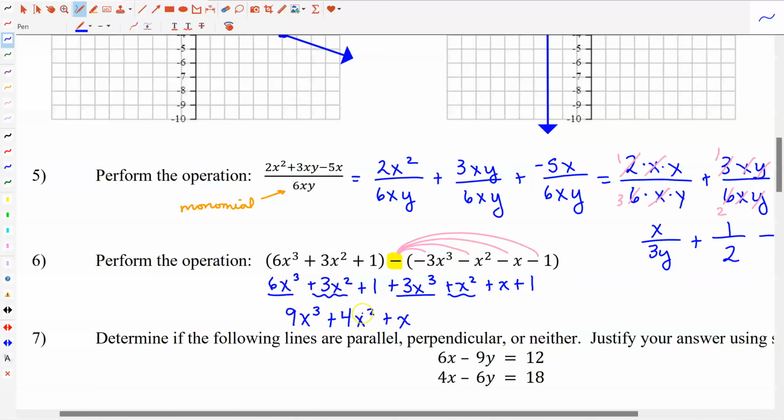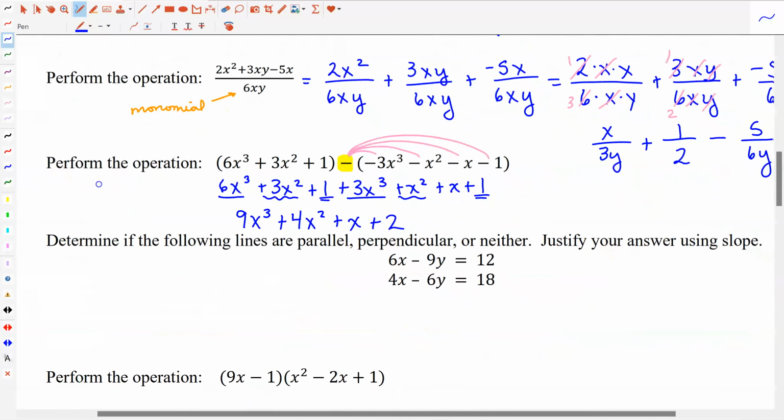So I like to collect my powers of x first, and then I'll write the constant or the number part last. So I have a number part here, this plus 1, and then a plus 1 right here. When I put them together, I'll get plus 2. So the final answer is 9x cubed plus 4x squared plus x plus 2.